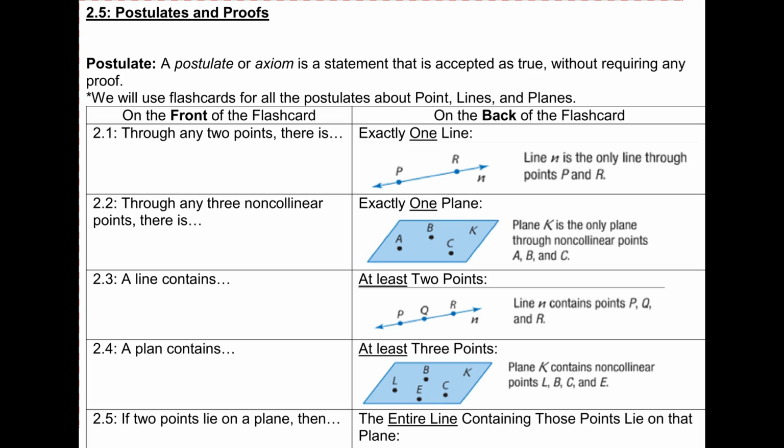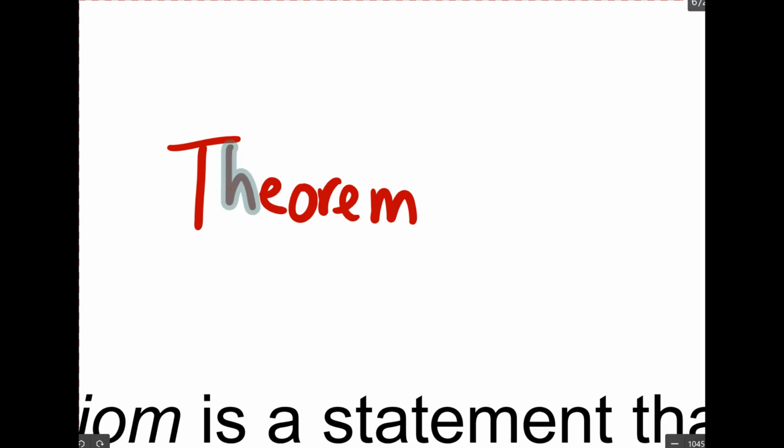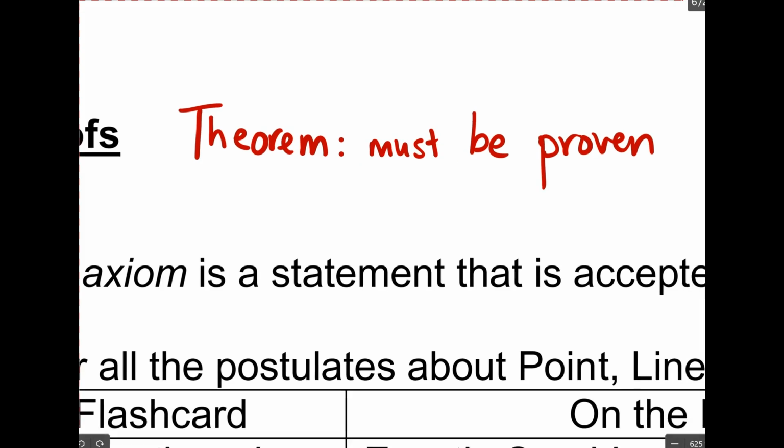All right, postulates and proofs. Something I want to be very clear about: a theorem must be proven. Anytime we have a theorem, it's like a theory. You have to prove it. You have to have some reason to believe that it's true. So a theorem must be proven.